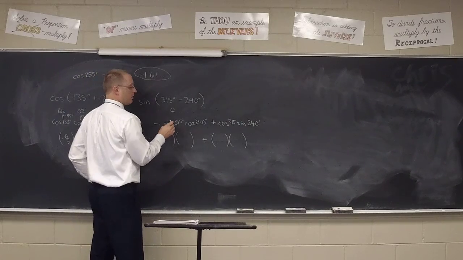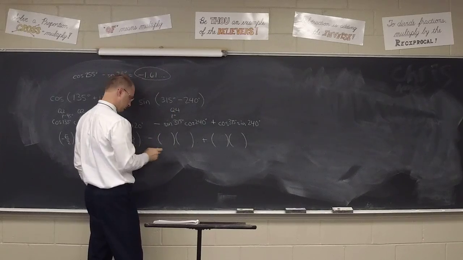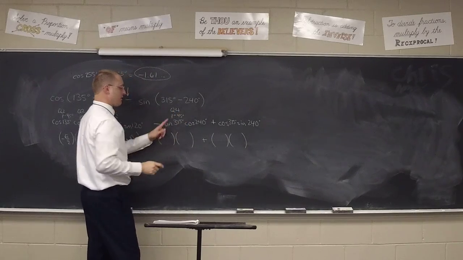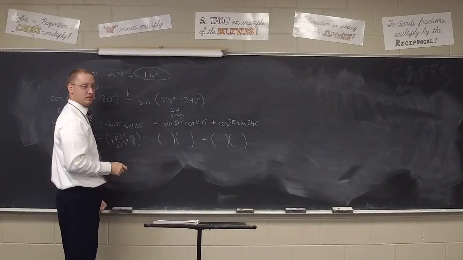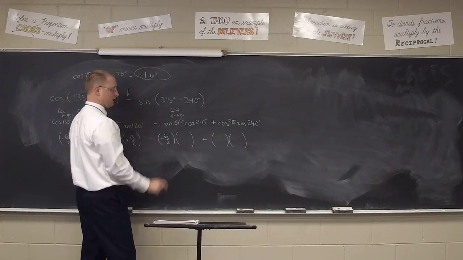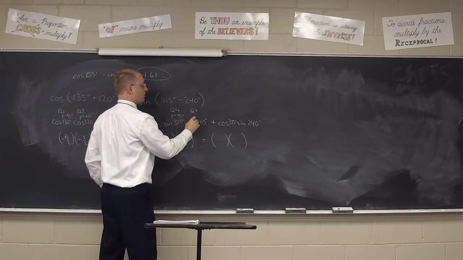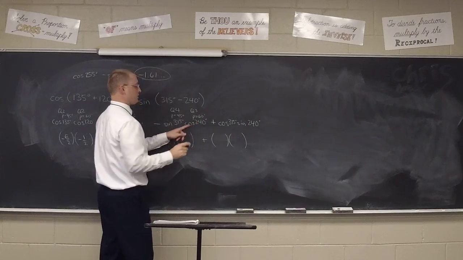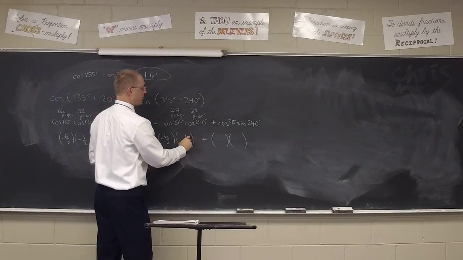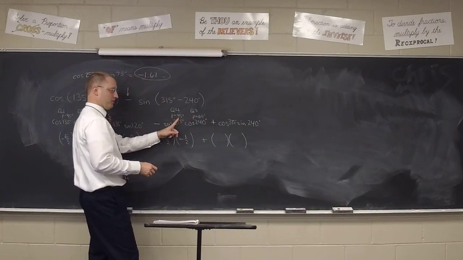315, quadrant 4. Reference angle 45. Sine of 45, square root of 2 over 2, in quadrant 4? Negative. Cosine of 240. Let's see, that's quadrant 3, reference angle 60. All right, cosine of 60, negative 1/2 in quadrant 3. Negative. All right, cosine of 45.